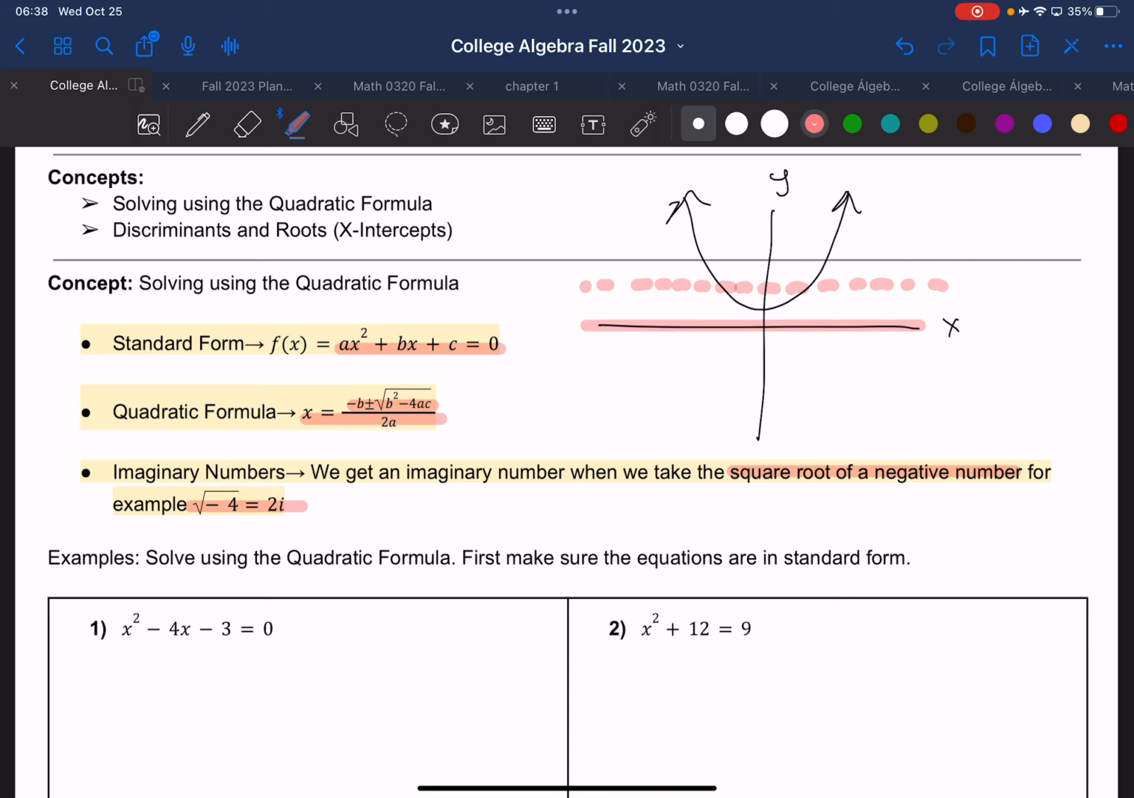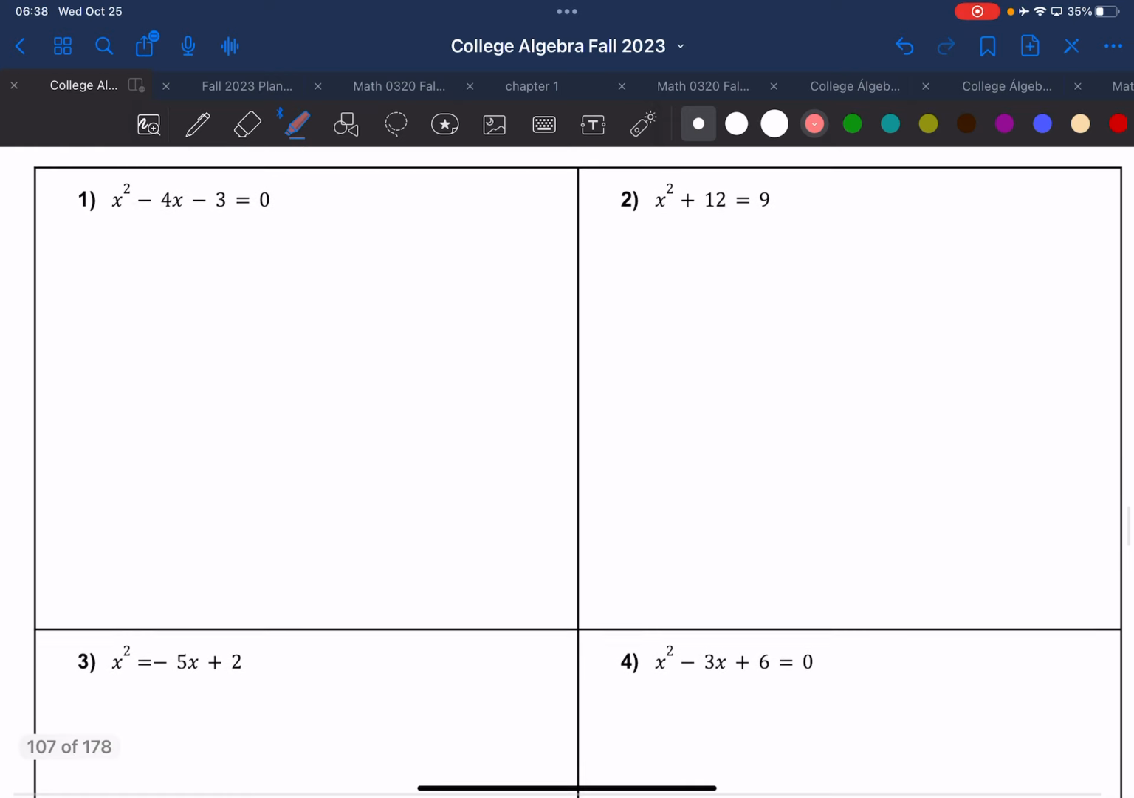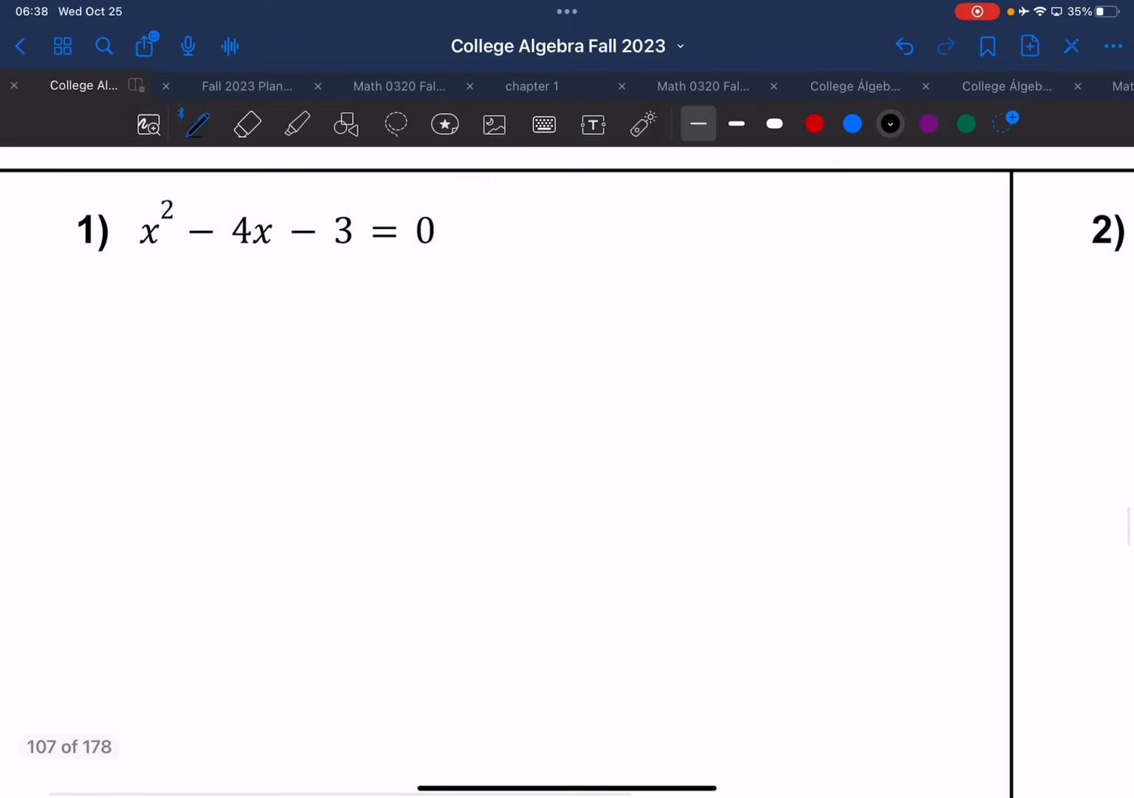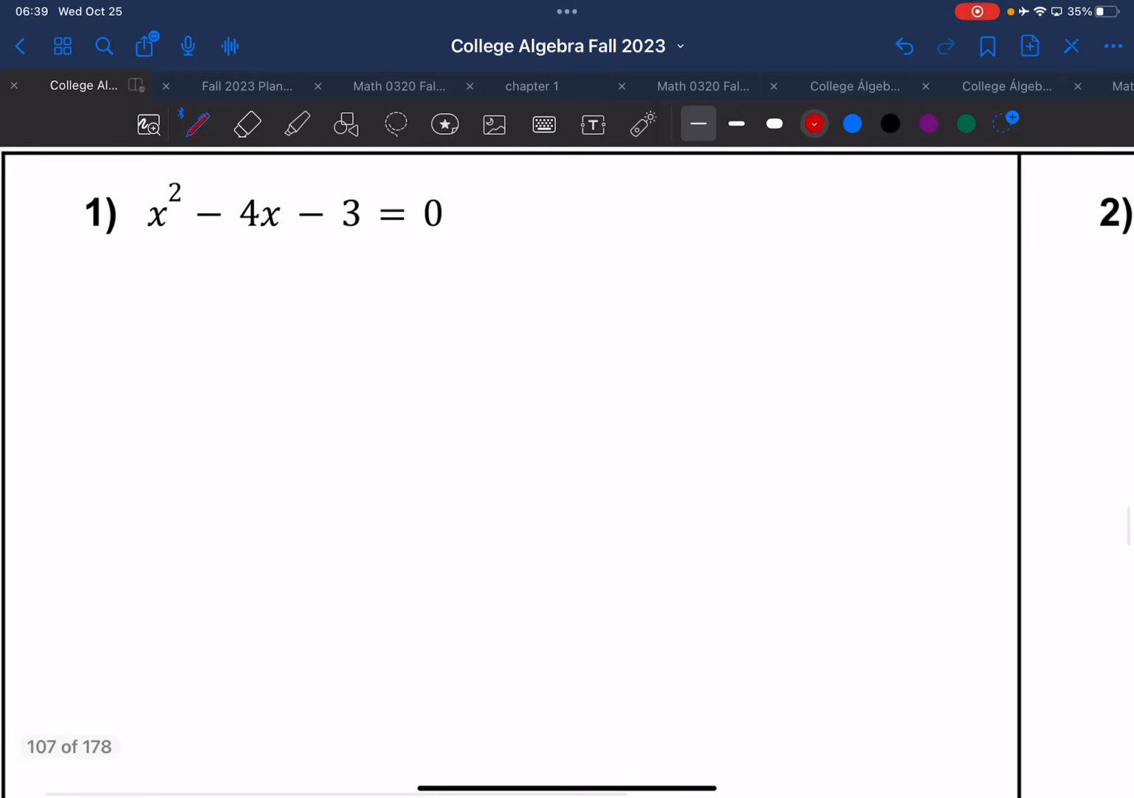Okay. So looking at number 1, the first thing we're going to check is to see if our function is in standard form. So yes or no, is it in standard form? Yes, because we have x squared first, we have our x in the middle, and then we have our constant at the end. So we're going to label our a, b, and c. Our a is going to be 1, since we don't see a number in front of x squared. Our b is going to be that negative 4, and our c is that negative 3.